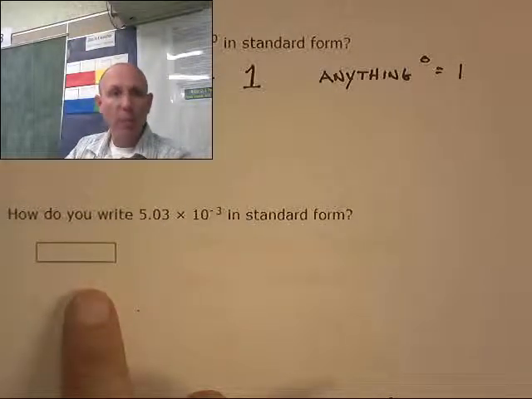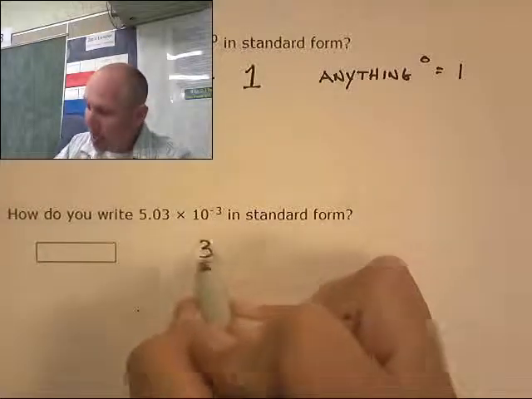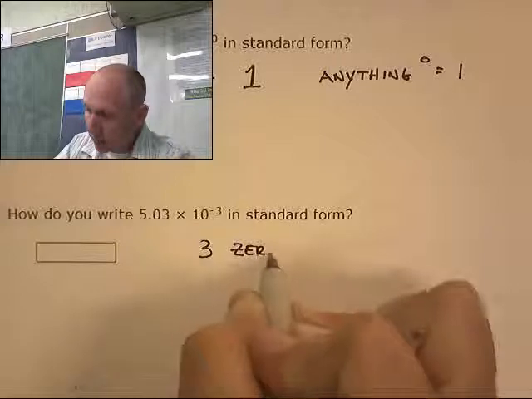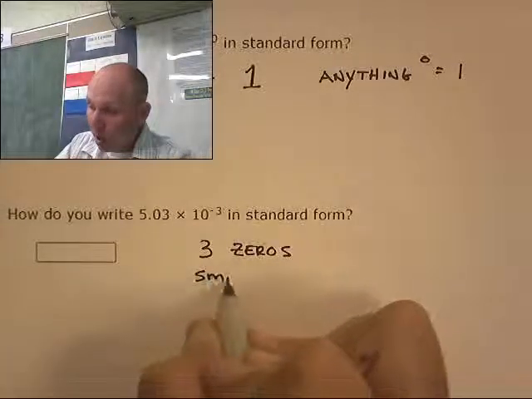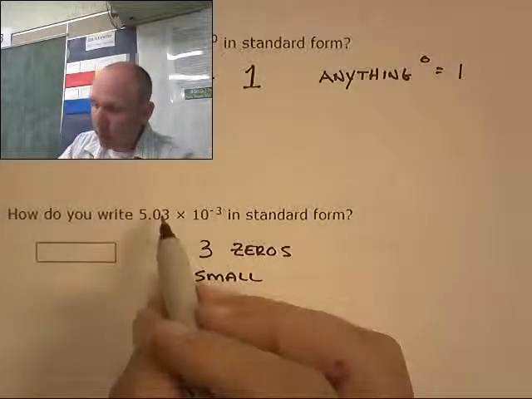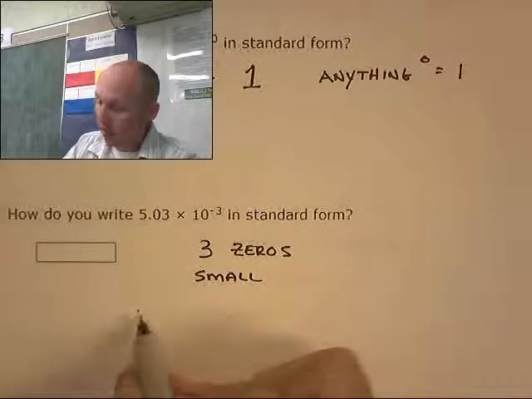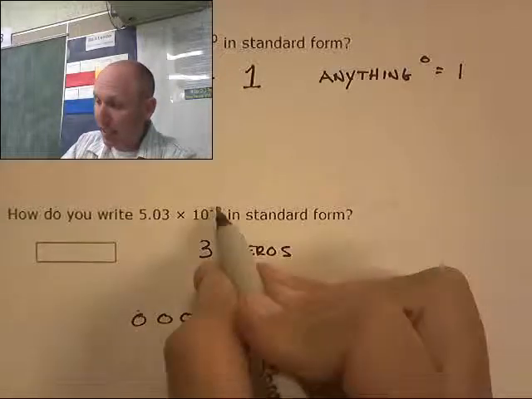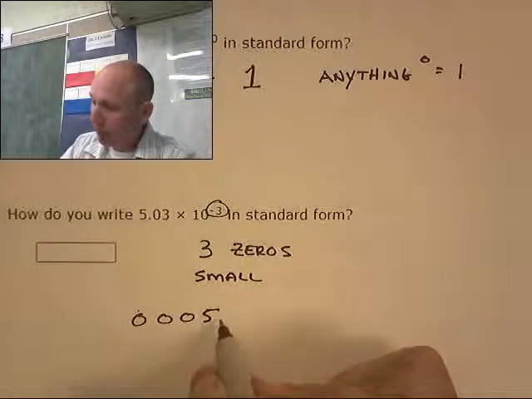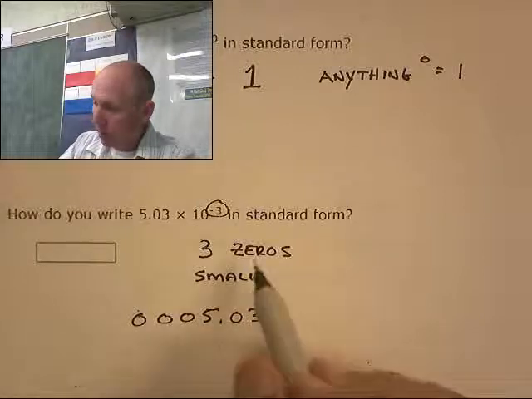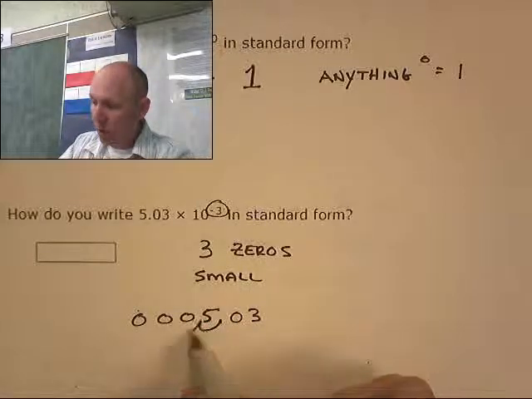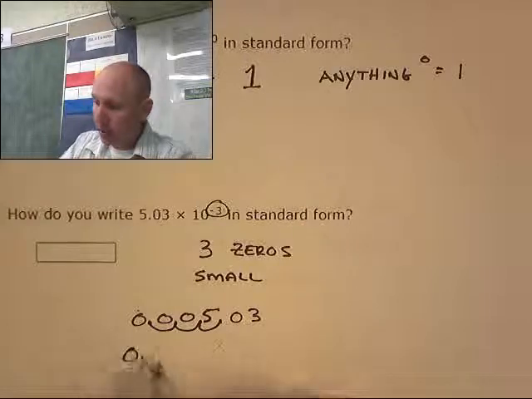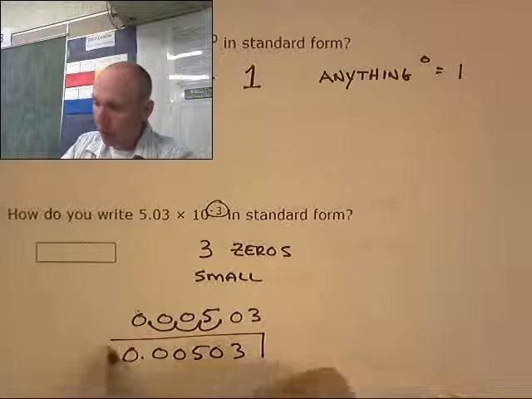How do you write 5.03 times 10 to the negative 3 in standard form? Well, I need 3 zeros. It's a small number, so I have to put the zeros in front of this. This is 0, 0, 0, 5, because it's a negative on the 3. 3 zeros, 3 jumps, 1, 2, 3, 0.00503.